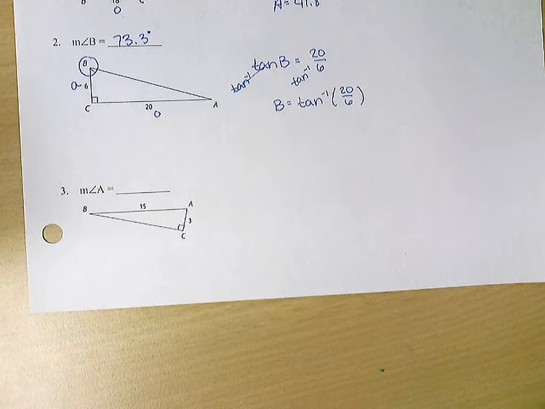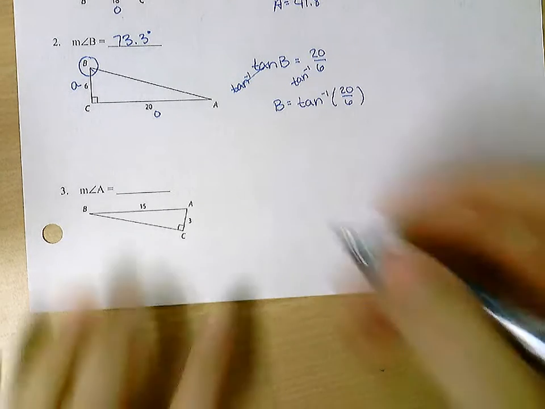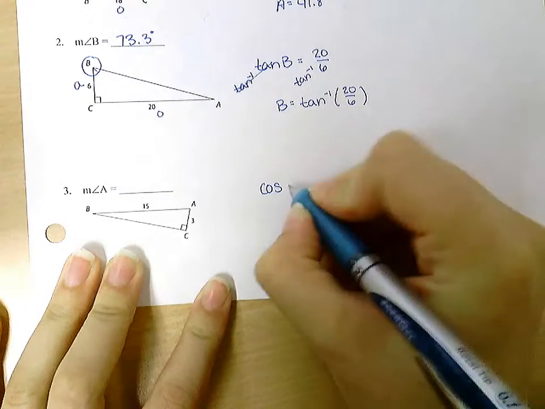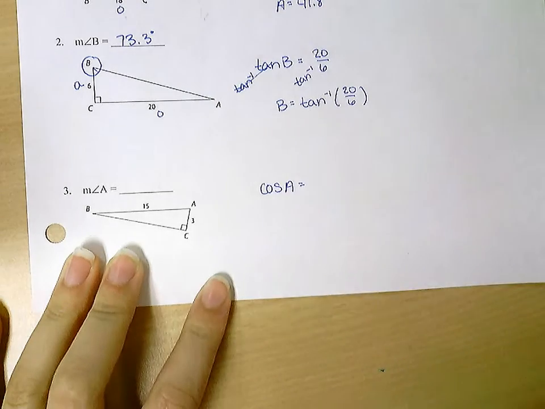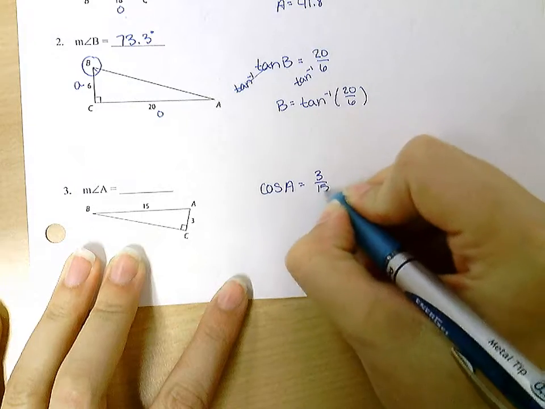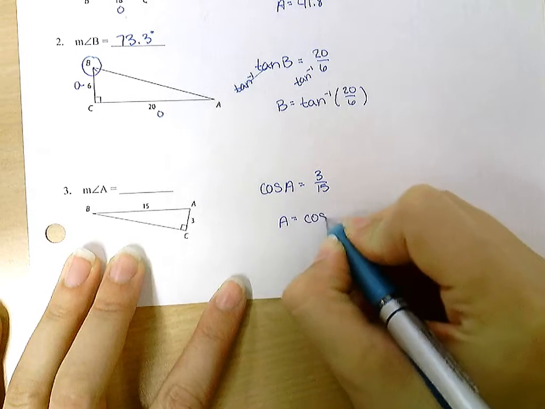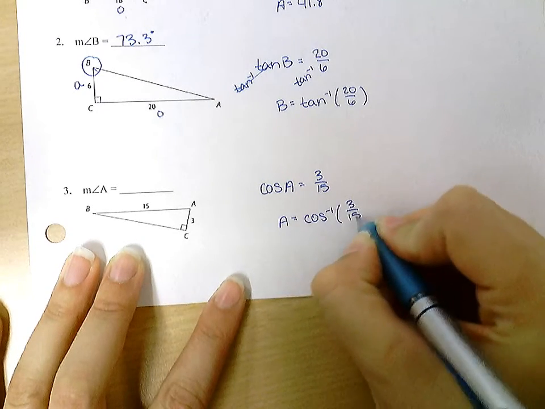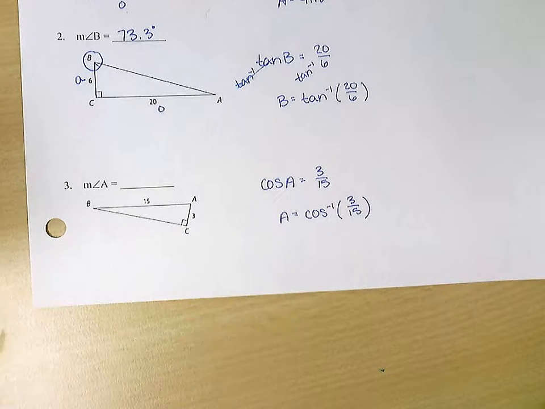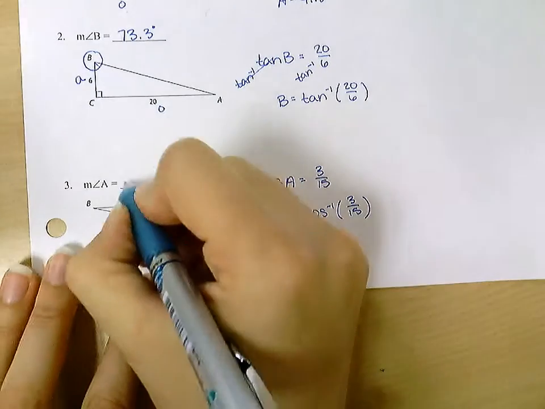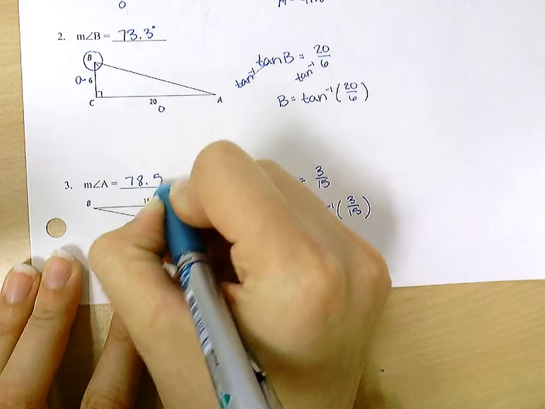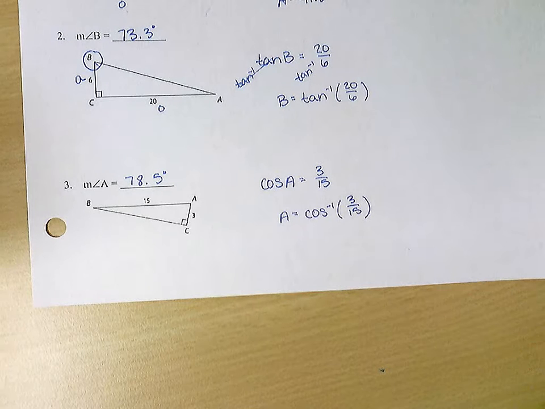All right, for number 3, which trig ratio do I use? Sine, cosine, or tangent? Cosine. Good job. Okay, so I have cosine of A will be equal to 3 over 15. Okay, so you should have A is equal to the cosine inverse of 3 over 15. Yes, I skipped a step. Okay, from there you just plug that into your calculator and you should have gotten 78.5 degrees.